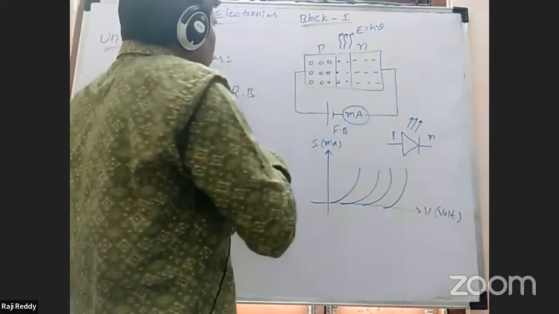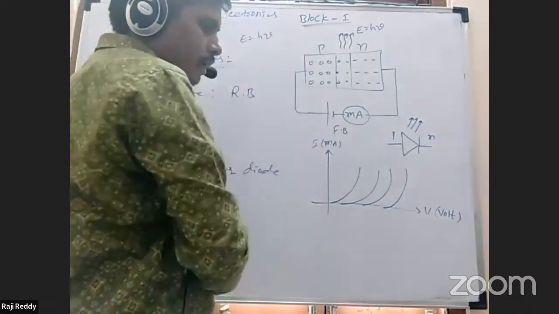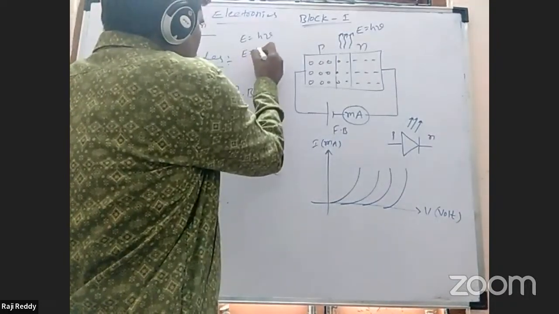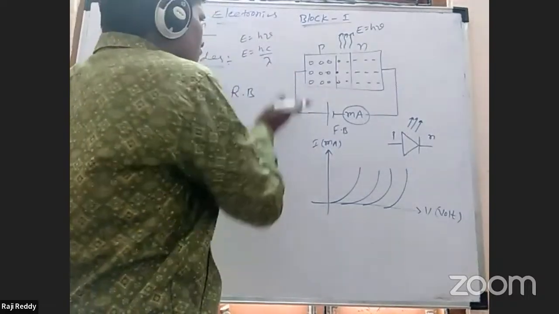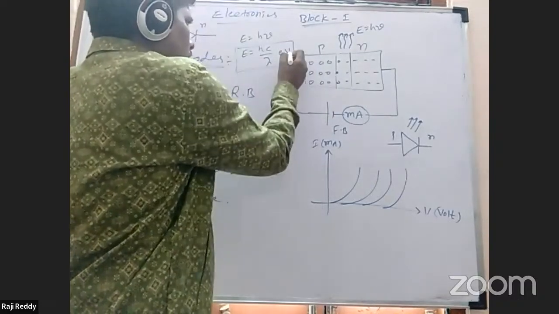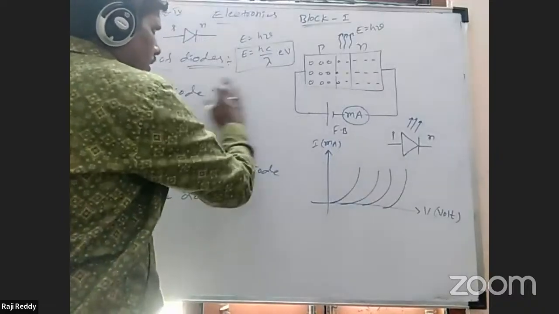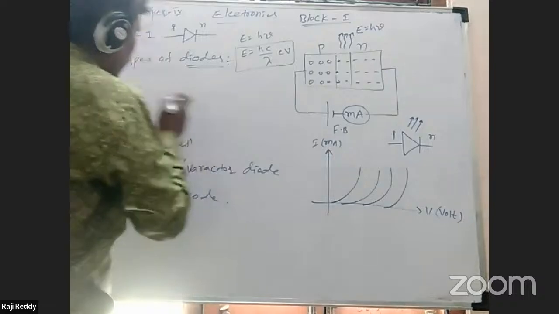E is equal to hν. From that, they may ask for the frequency of light or the wavelength of light. So it can be written as E is equal to hc by lambda. hc is a constant value. Then we get the energy in terms of electron volt.